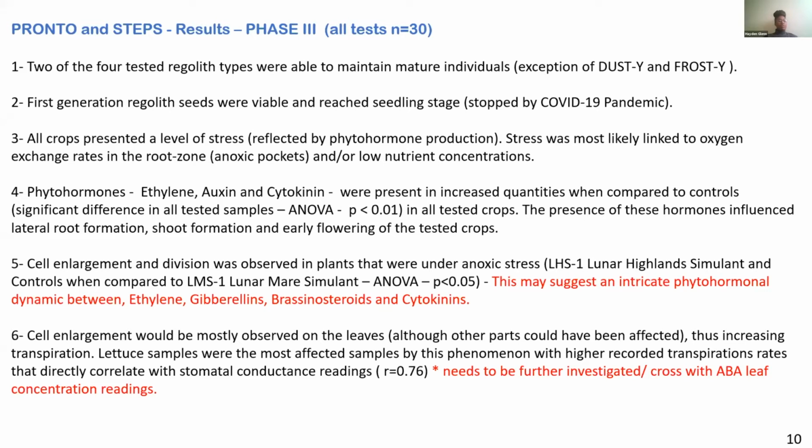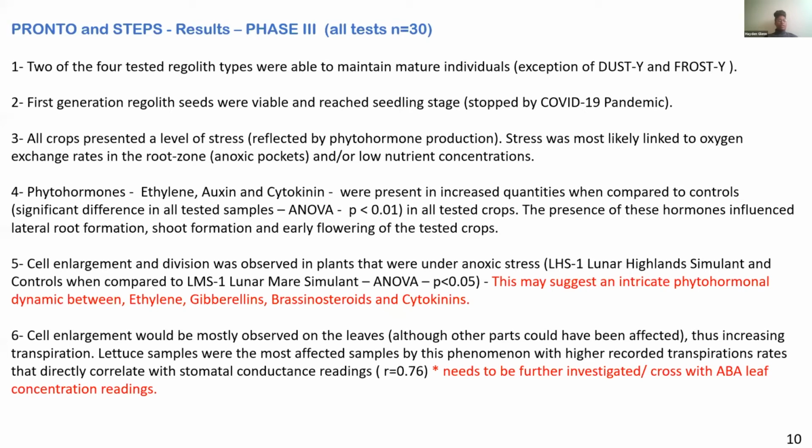Then all the crops presented stress, and that was mainly due to phytohormone production. We think that's linked to the oxygen exchange rate, so the anoxic pockets, and also the low nutrient concentration. In the regolith there's no ecosystem of bacteria, obviously, so there was a lot of stress on the plants trying to grow. The specific phytohormones that showed increased levels of stress were ethylene, auxin, and cytokinin. These hormones influence lateral root formation, shoot formation, and early flowering of the tested crops.